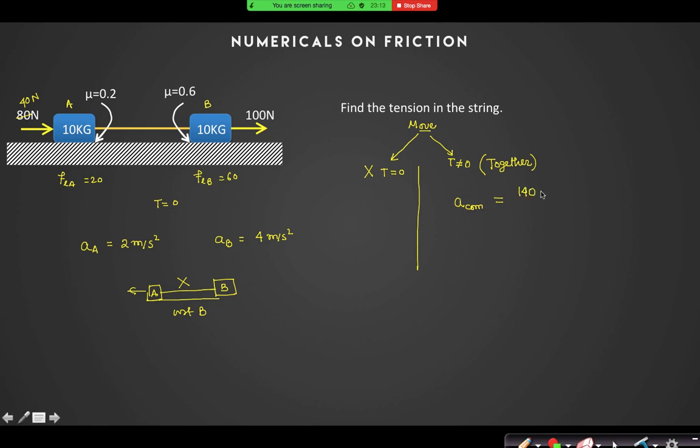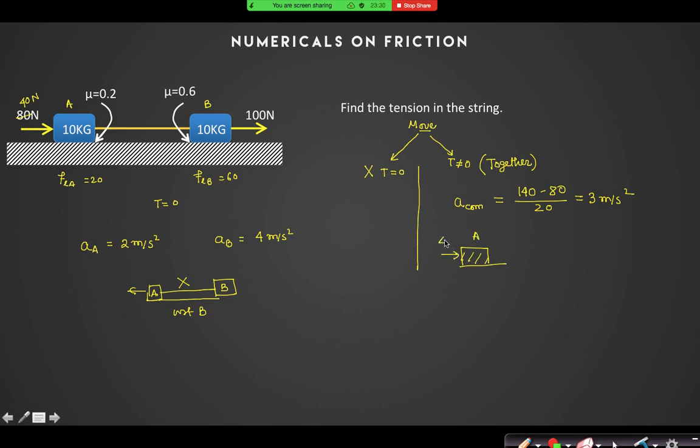Is it 140 minus 80 divided by 20? Yes or no? So is it 3 meter per second square? Now if I know the common acceleration, I can draw the free body diagram for any one of the bodies. Let us assume that it is A.